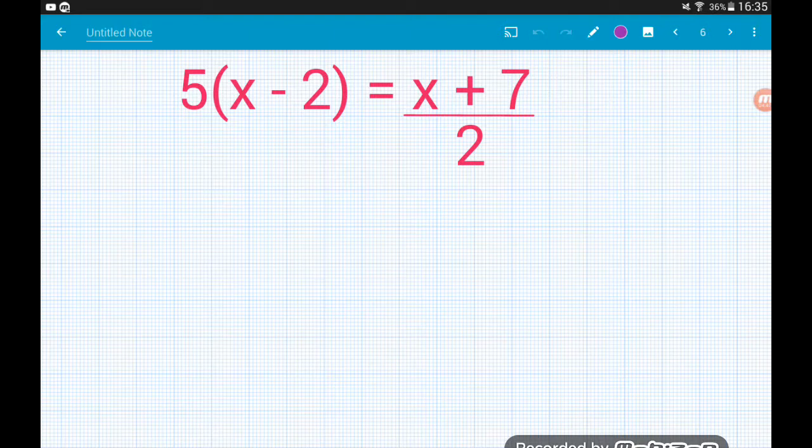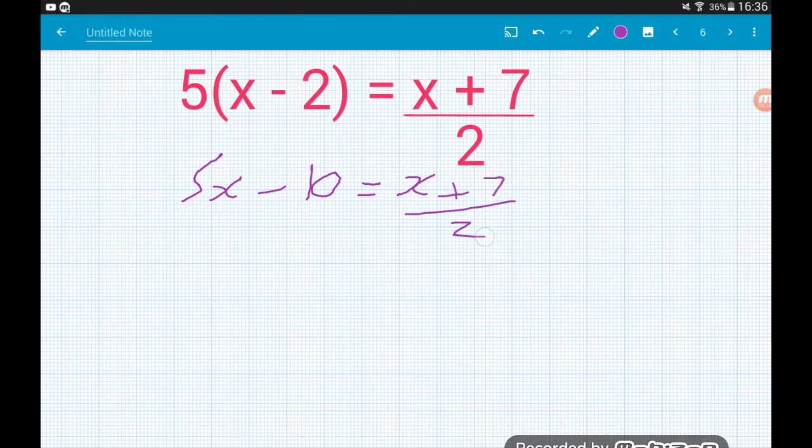Okay, so we're spicing it up again. So this time we've got brackets and a fraction. So here we could either expand the brackets first, or we could multiply by the bottom of the fraction first. Now I'm going to expand the brackets first, I think. So that will give us 5x minus 10 being equal to x plus 7 over 2.